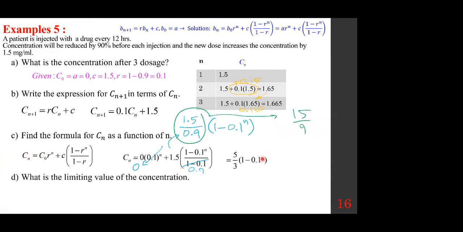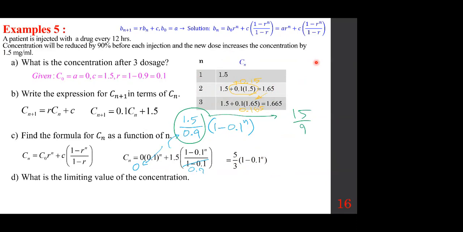If you replace the n with 1, everybody, gives you 1.5, okay? Because it's 0.9 times 5/3. If you replace it with 2, it gives you 1.65. So if you replace the n with 1, 2, 3, gives you this table.